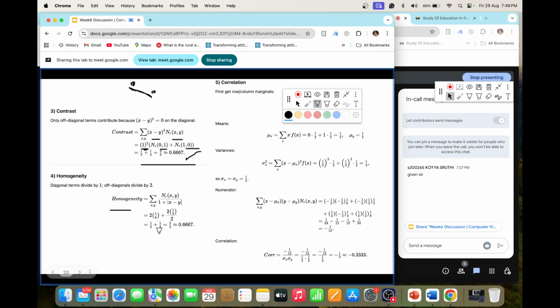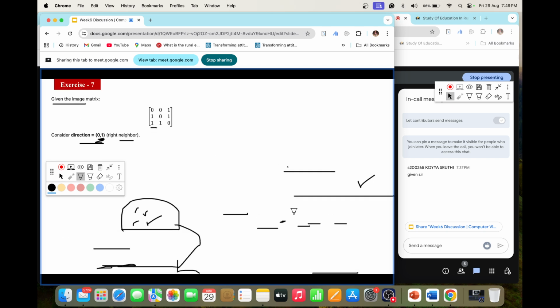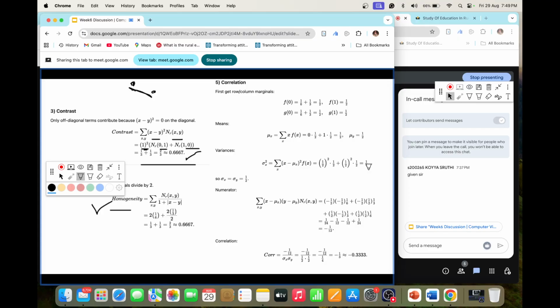You can just calculate the homogeneity by this formula. Then correlation is given by this formula, with sigma x sigma y in the denominator and this in the numerator. So how to calculate this?